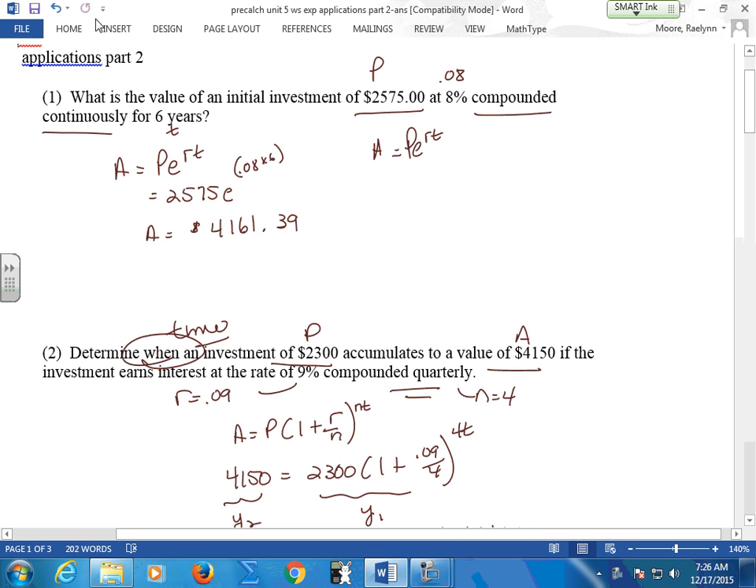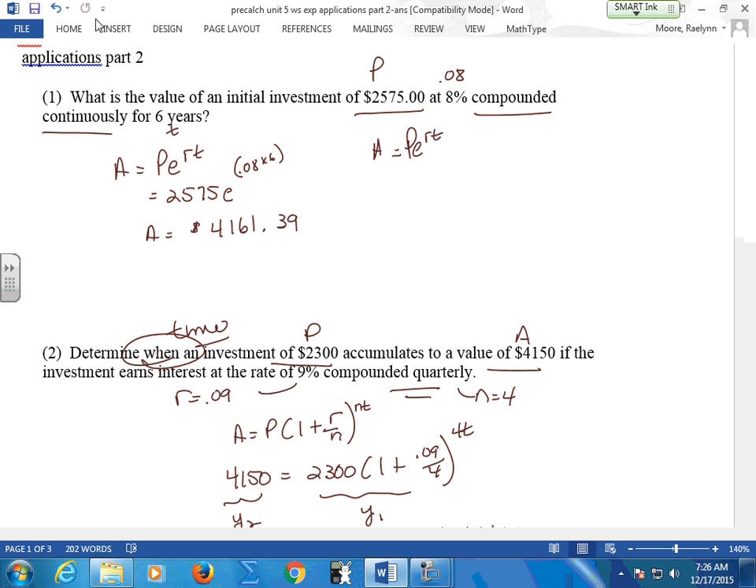Okay, so tell me if you have any questions with these. When you're looking for an initial investment, that's your P. Your rate, don't forget to put it to a decimal. Continuously, there's your PERT. And since it's money, two decimal places. Some of these you just have to plug in. Some of them you have to do graphically.